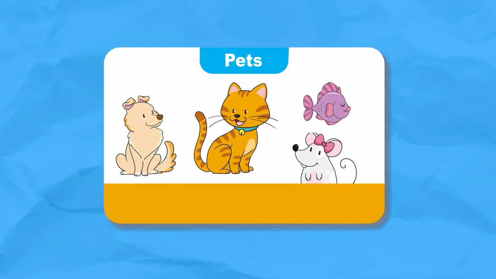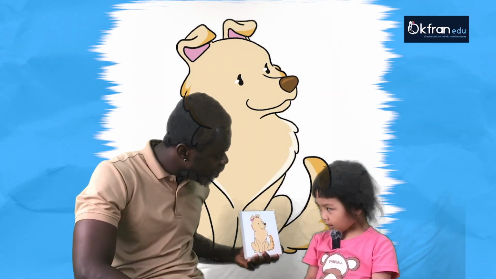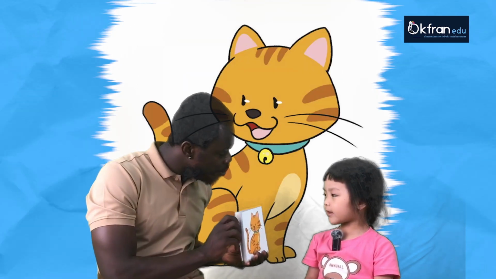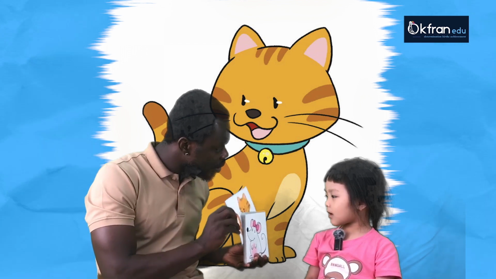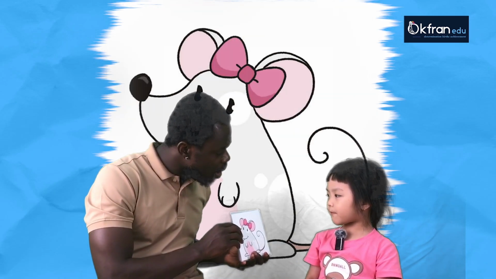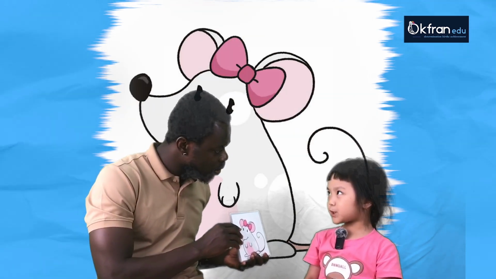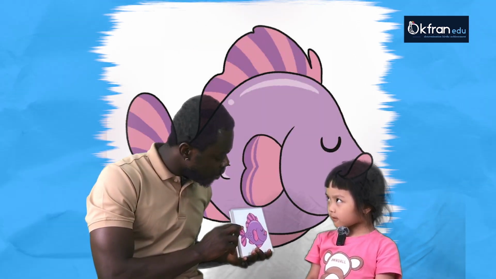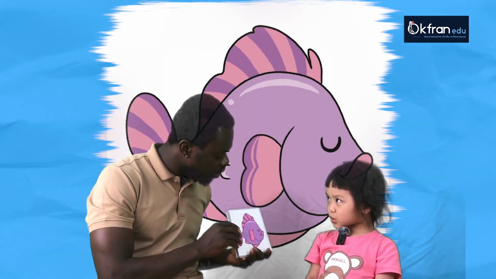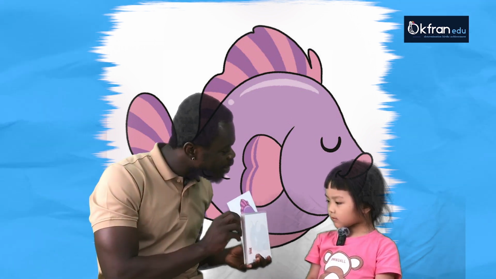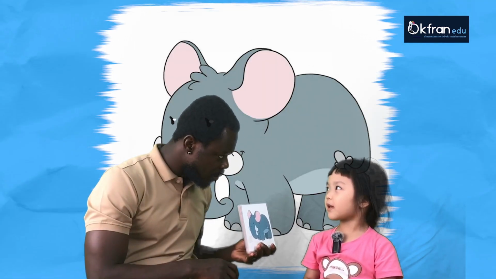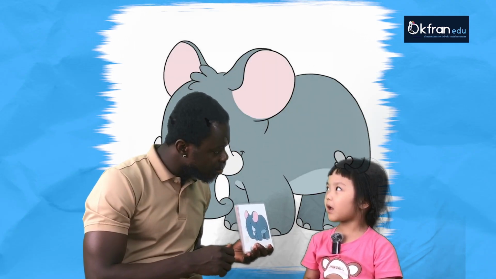Okay. Some pets. Now, what pet is this? It's a dog. Good. It's a cat. Yes. It's a mouse. And this? It's a fish. How is the mouse? It eats you. And how is the elephant? It's big.